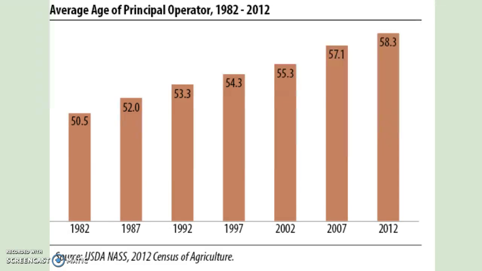This bar graph shows the increasing age of farmers as the years go by. As you can see, between 1982 and 2012, the age increased by 8 years.